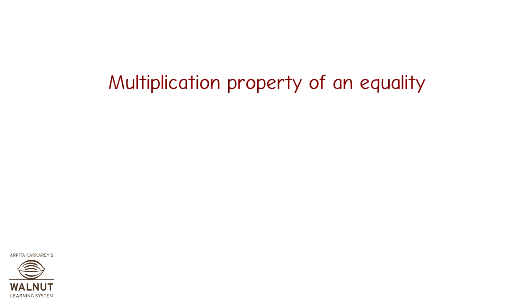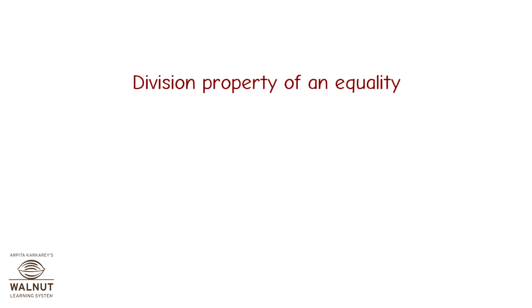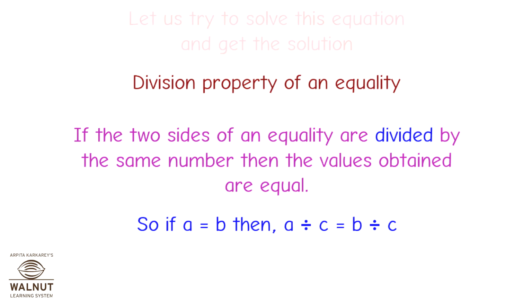Multiplication property of an equality. If the same number is multiplied to both the sides of an equality, the products that we get are equal. So, if A is equal to B, then A multiplied by C is equal to B multiplied by C. Division property of an equality. If the two sides of an equality are divided by the same number, then the values obtained are equal. So, if A is equal to B, then A divided by C is equal to B divided by C. Remember these properties because we are going to need them while solving the equations.